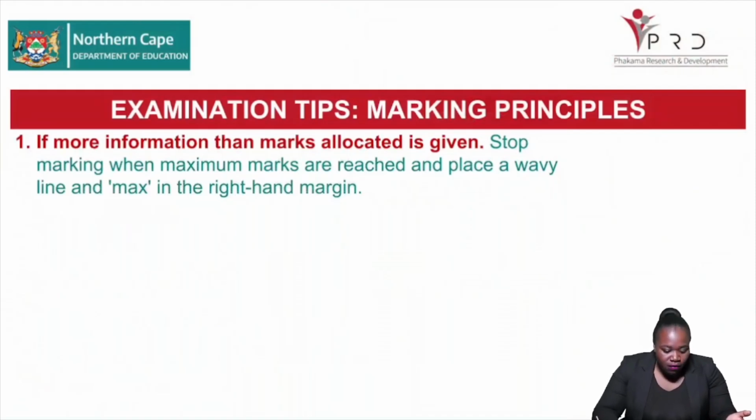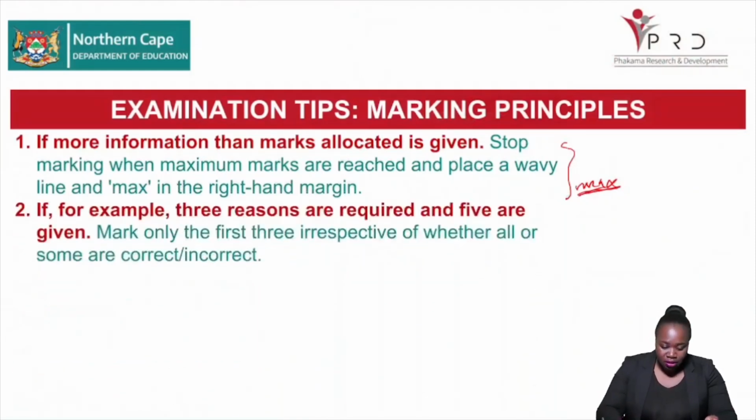The first one says, if more information than marks allocated is given, stop marking when maximum marks are reached and place a wavy line. So you place a wavy line and write max for maximum there, right? So this is just for you to understand that even if you give a lot of information, if that information is not needed, you will not get extra marks. So if a question is 5 marks and you give a whole page of answers, once the 5 marks has been reached, the marker will stop reading and indicate that the maximum marks have been reached, right?